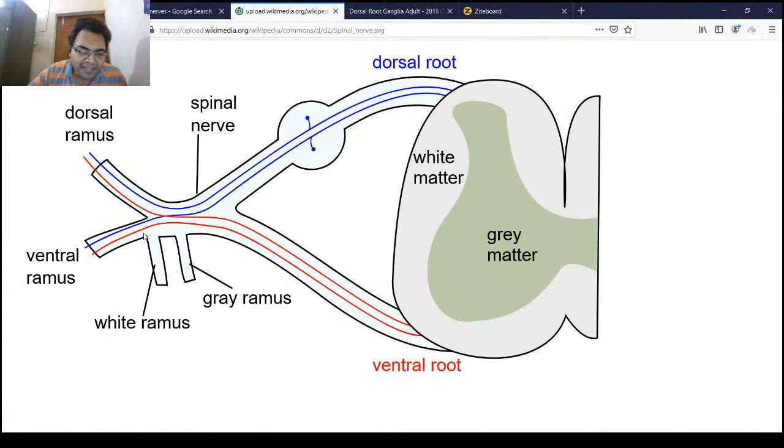They combine together and come out from the intervertebral foramina at this point. That is why they are known as a mixed nerve, because this is sensory, this is motor, so this spinal nerve is a mixed nerve. That's why, technically and conceptually, it is known as a mixed nerve.